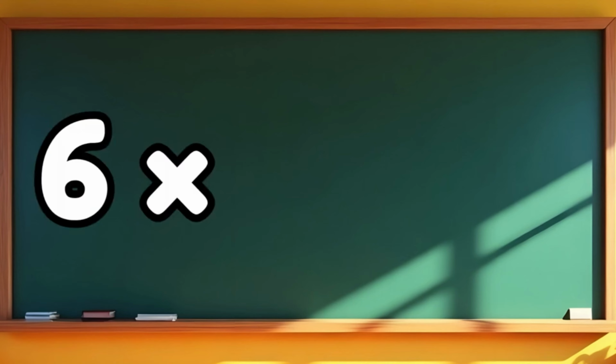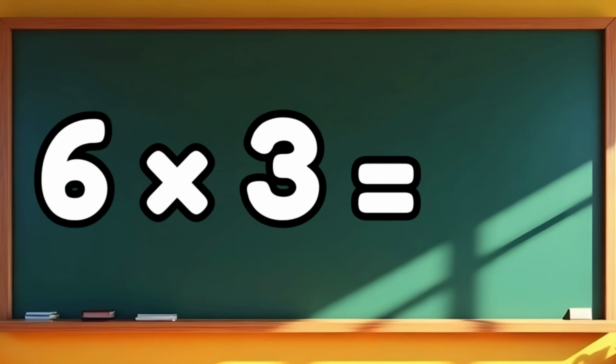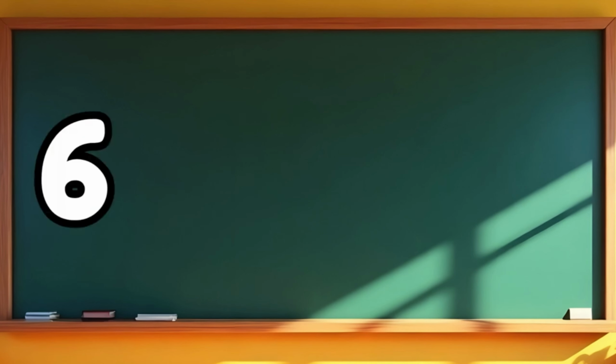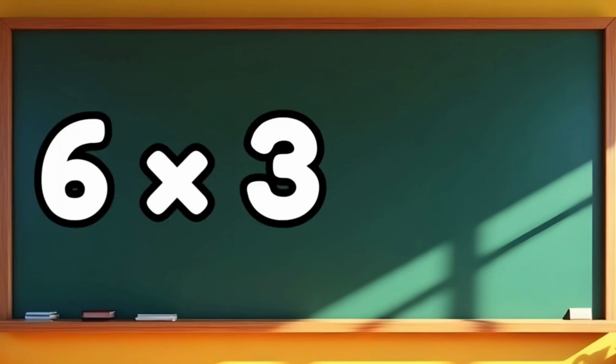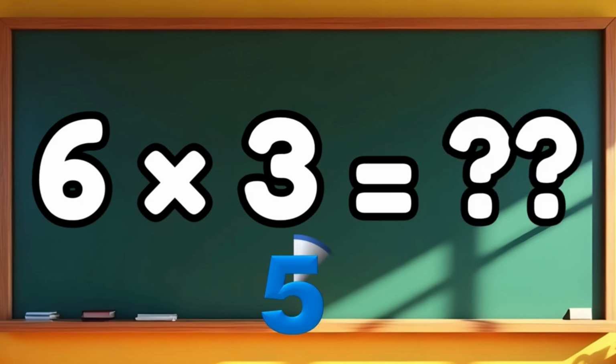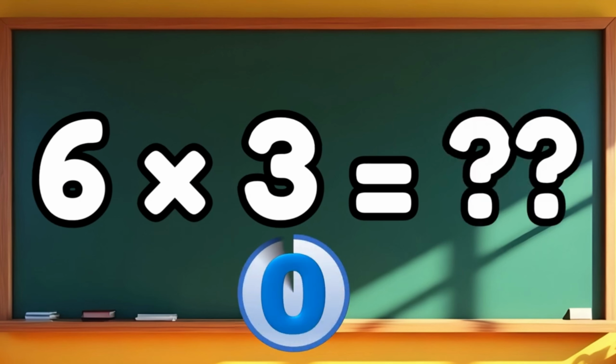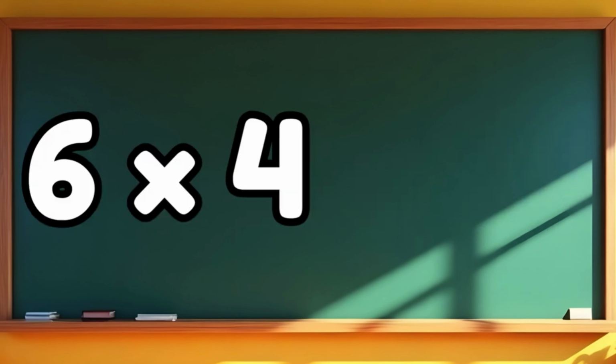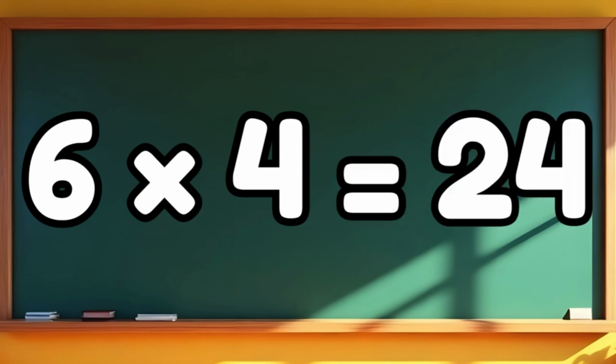6 times 3 equals 18. Let's try again. 6 times 3 equals... 18! Wonderful! Let's continue. 6 times 4 equals 24.